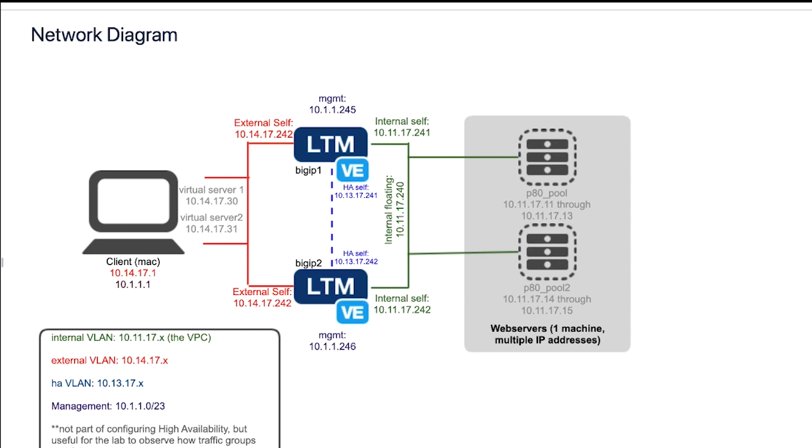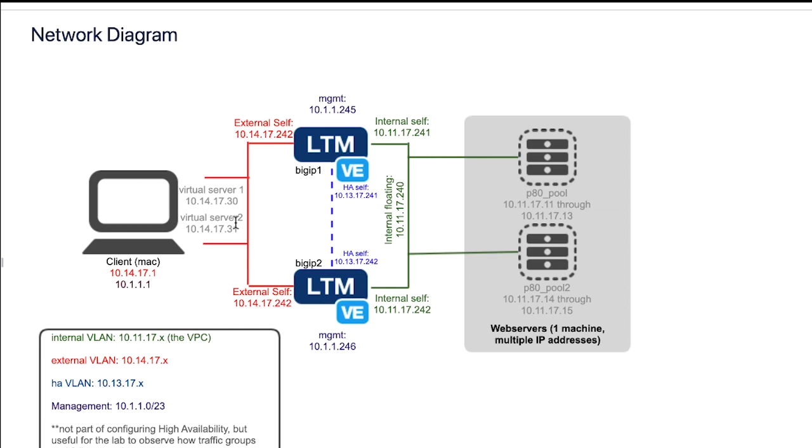10.14 subnet. Internal VLAN will be on the 10.11 subnet, and that's colored by green here. I have a blue VLAN that I'll be creating for high availability, and then the purple areas are the management IP addresses. So big IP number 1 is at 10.1.1.245. Number 2 is at 246. My Mac, which is running all of this, will join that management network, and it'll have an IP address of 10.1.1.1. It also exposes 10.1.1.2, which is what I'll be using.